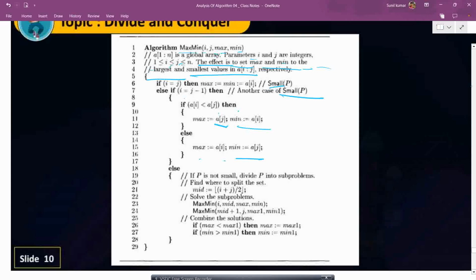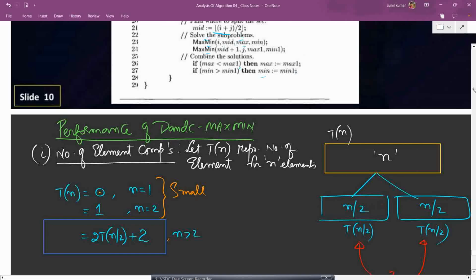Else if the problem is not too small, divide it into subproblems, find mid as (i plus j) by 2, and solve the subproblems: MaxMin(i, mid, max, min) and MaxMin(mid plus 1, j, max1, min1). Then combine: if max is less than max1, then max is equal to max1. If min is greater than min1, then min is min1. Combine is done after returning from these calls.